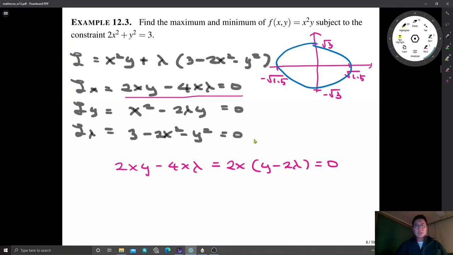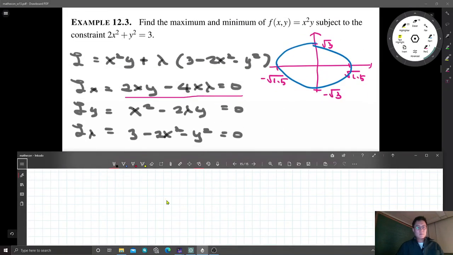Okay. So the solution to this equation is either x is 0 or y is 2 lambda. So we have two possibilities. Now let me divide my analysis into two cases: when x is equal to 0 and when y is equal to 2 lambda.